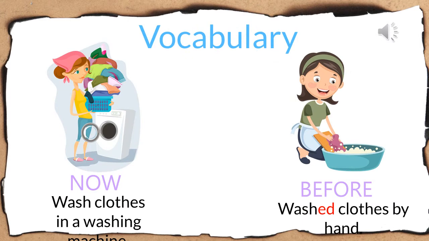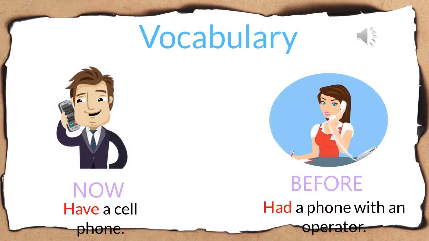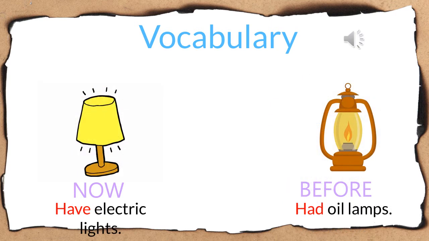Now people wash clothes in a washing machine. Before people washed clothes by hand. Wash and washed, with a t sound at the end of the verb. Before, people had a phone with an operator. Now, people have a cell phone. Before, people had oil lamps. Now, people have electric lights.